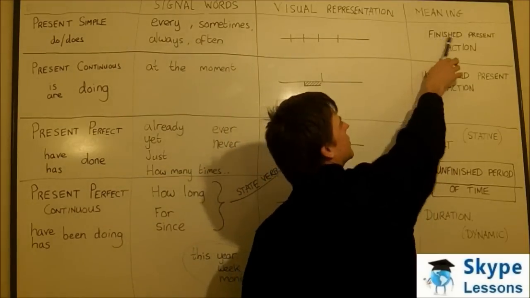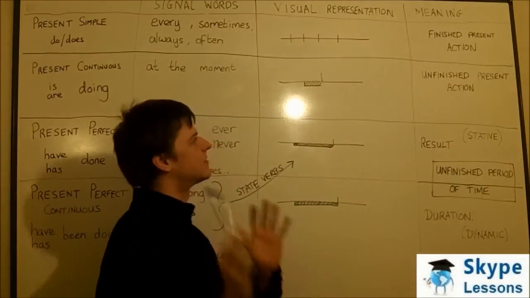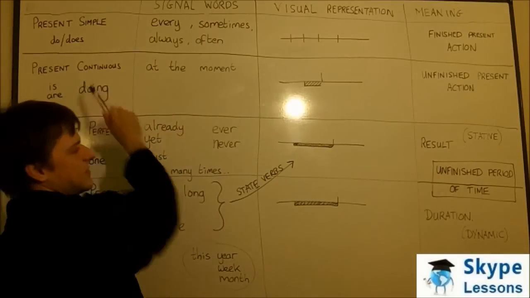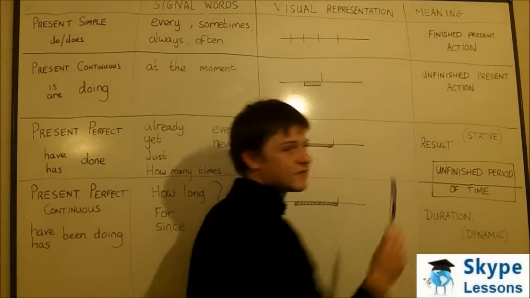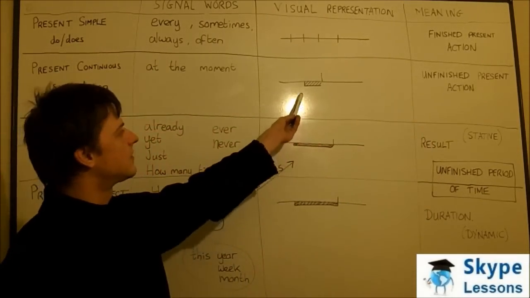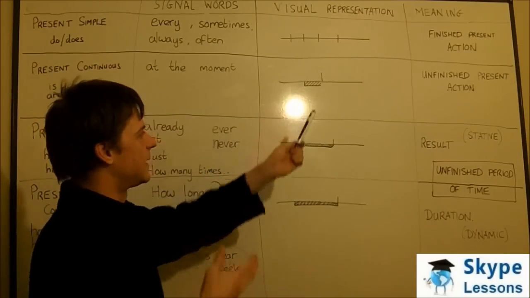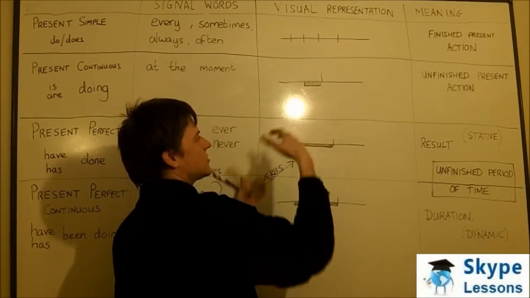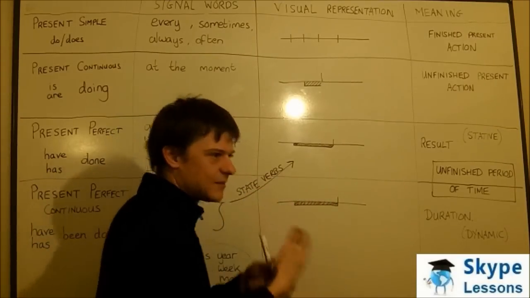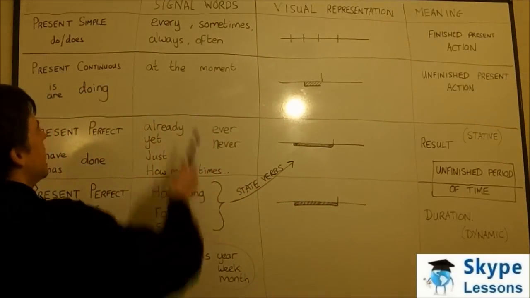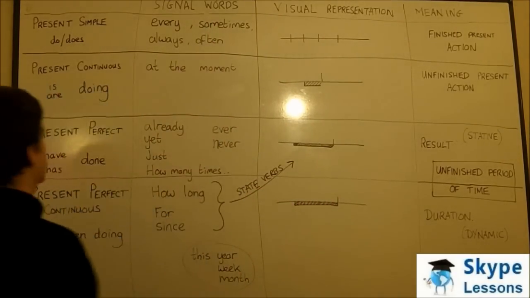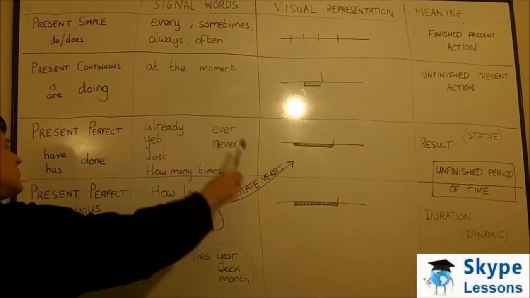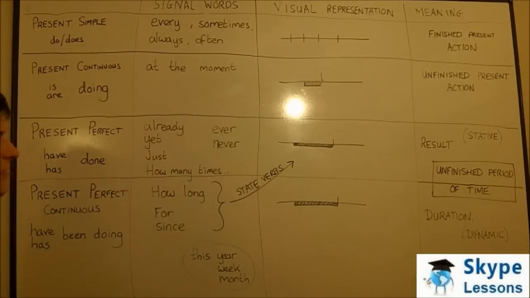And repeated actions are kind of finished, in a sense, they're complete actions. I then went on to talk about present continuous, which I said were unfinished actions, and I drew it like this as a picture, which means this is now, this line here, and the action is unfinished, it's in the process, it's incomplete. And at the moment would be a signal word. I then talked about present perfect. I gave lots of signal words, difficult tense this one.